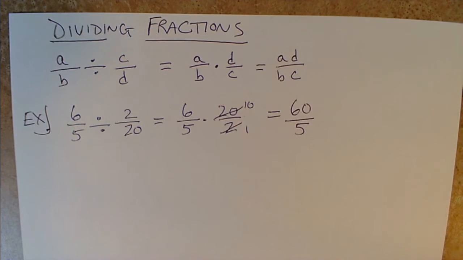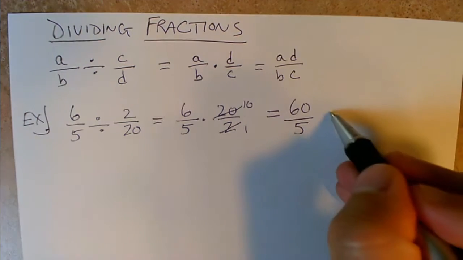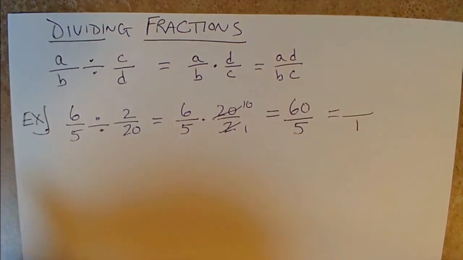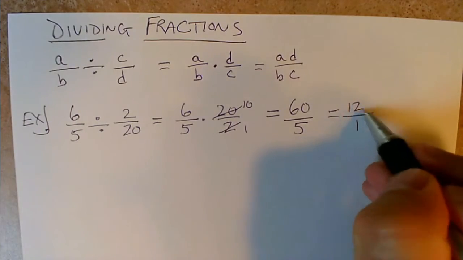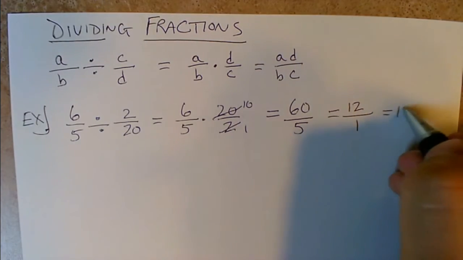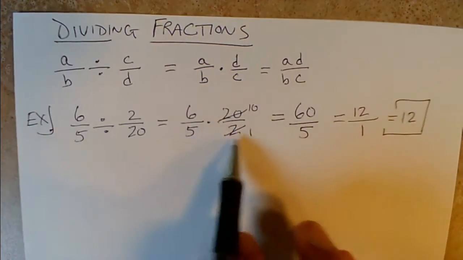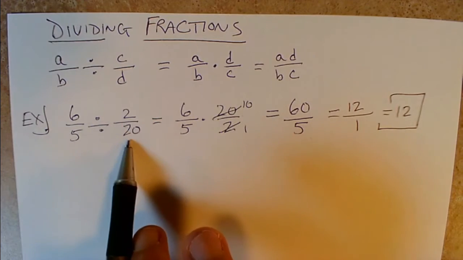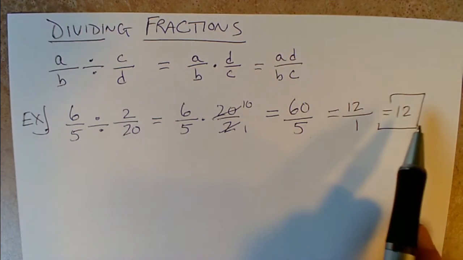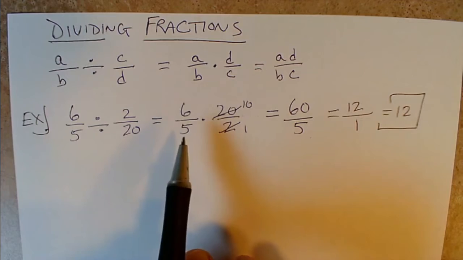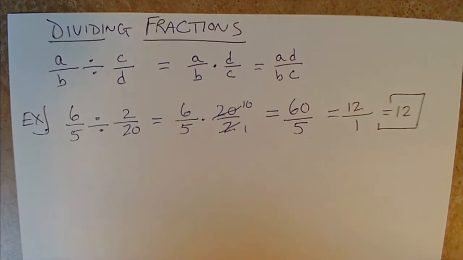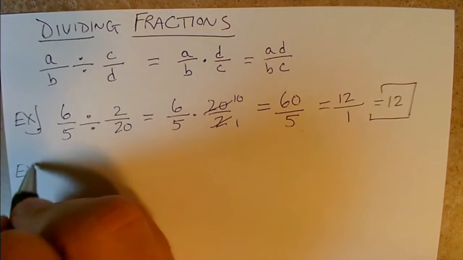Now that's not simplified, because both 60 and 5 are divisible by 5. So when I do that, 5 goes into 5 once, 5 goes into 60 12 times, and 12 over 1 is simply 12. So you don't have to do all your canceling in this area right here, nor do you have to do it all in here. You just have to do it at some point. As long as you cancel factors of the top and bottom correctly, you should get the right answer.